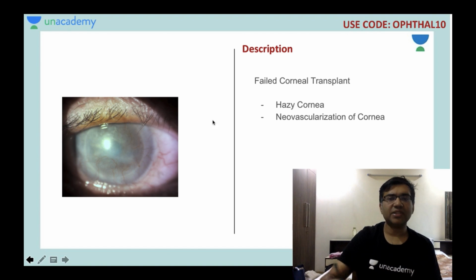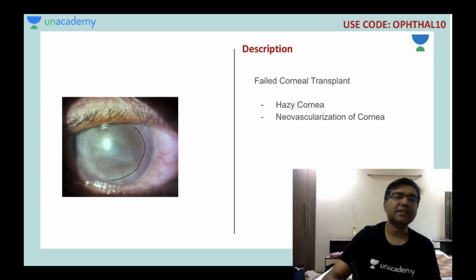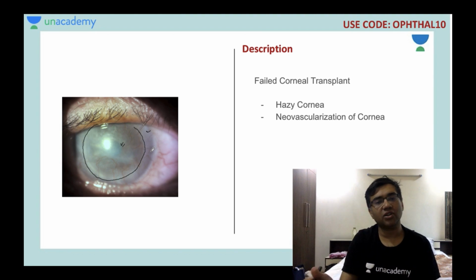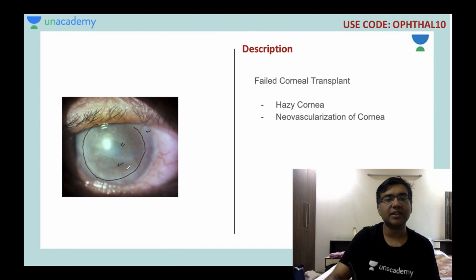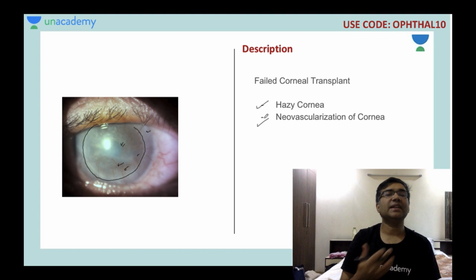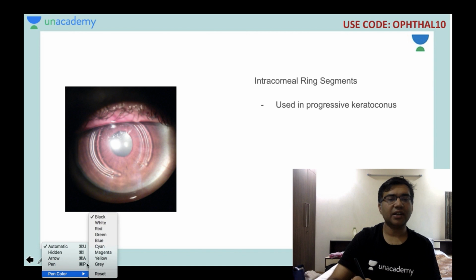Then this is a patient who is having a failed corneal transplant. You can see that this is the host cornea, and this is the donor cornea. You can see the host cornea is also getting a corneal haze, and you can see the vascularization there also in the host cornea. So vascularization of the host cornea is a very important sign of a failing corneal transplant. The hazy cornea and neovascularization of the cornea are telling you that this is a failed corneal transplant.